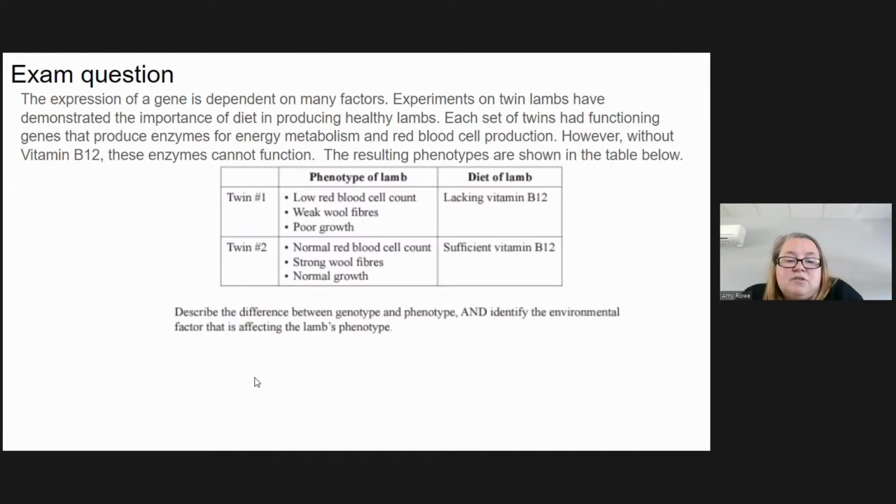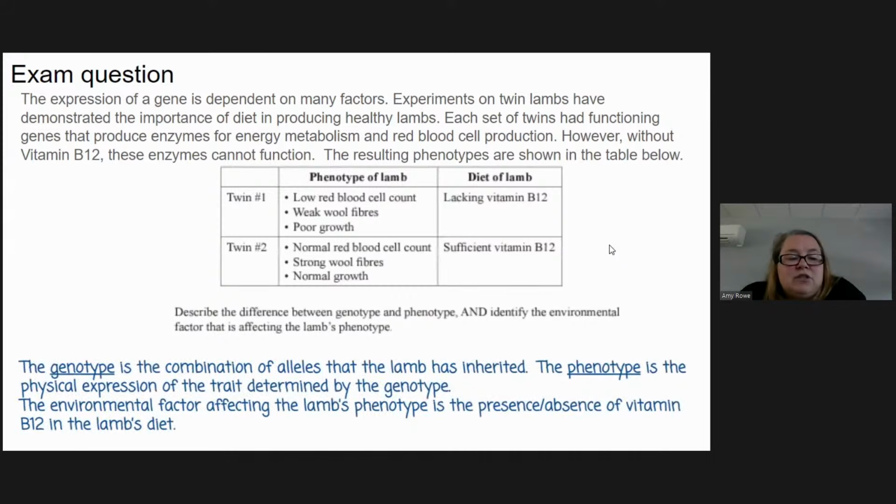So the question asks us to describe the difference between genotype and phenotype and identify the environmental factor that is affecting our lamb's phenotype. The reason that we're using twin lambs is because they are expected to have the same or very, very similar DNA. A genotype is a combination of alleles that the lamb has inherited, and the phenotype is the physical expression of the trait determined by the genotype. So our twins will have the same combination of alleles. However, they have different phenotypes.